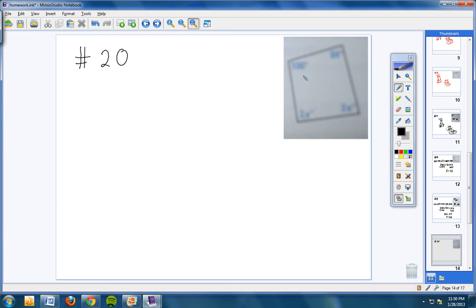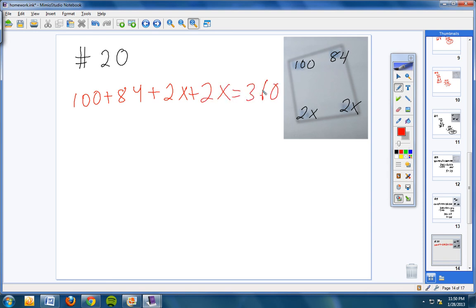All right, if you'll look in your book at number 20, this would be 100 degrees right here, and this is going to be 84 degrees, and this is 2x, and this is 2x. So we have our four angles. Do you see the four angles in our quadrilateral? 1, 2, 3, 4. There's our four angles. So we have 100 plus 84 plus 2x plus 2x equals 360. Okay, you should know by now to combine like terms. So 100 plus 84 is 184, and 2x plus 2x is 4x. And that would equal 360.